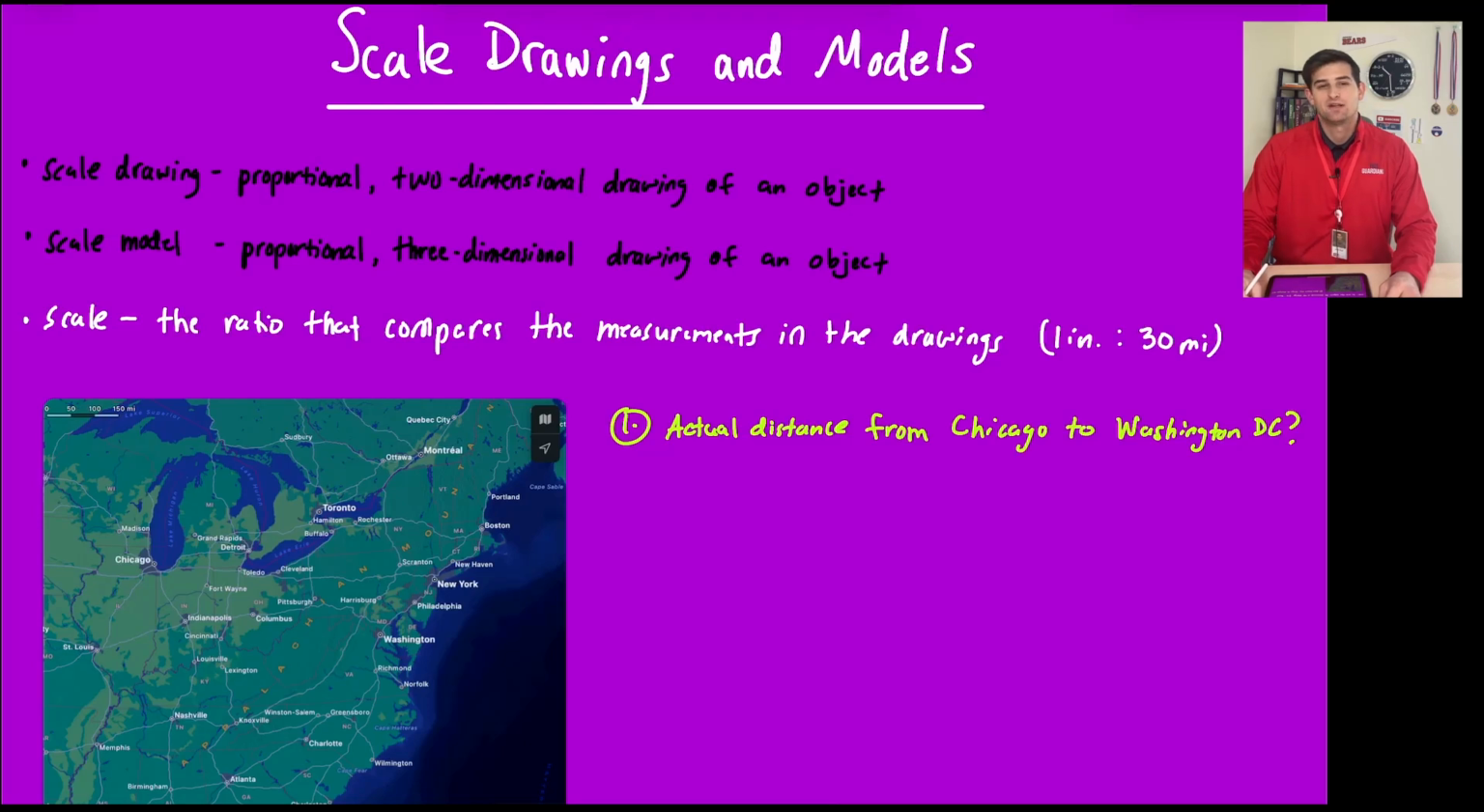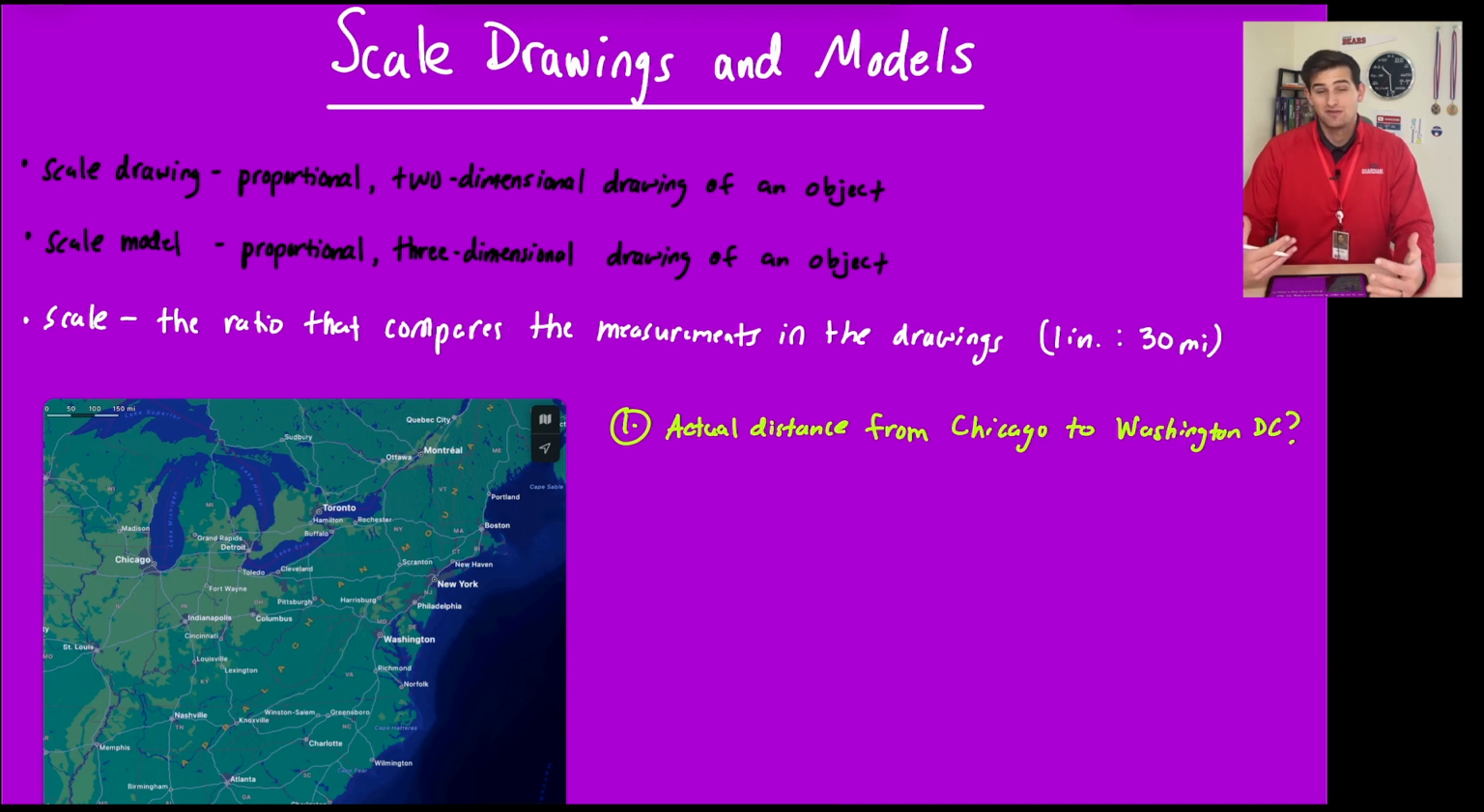Hello everyone, in this video we're going to talk about some scale drawings and scale models. So what is the difference between those two things? Well, it just depends on how many dimensions we're working with. For a scale drawing, it's going to be a proportional two-dimensional drawing of an object. And so we're going to do an example here with a map. And then a scale model would be a proportional three-dimensional drawing of an object.